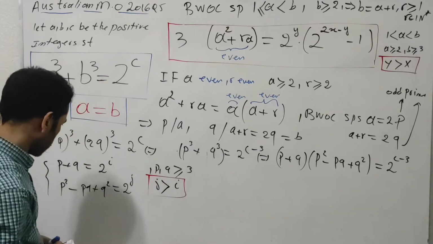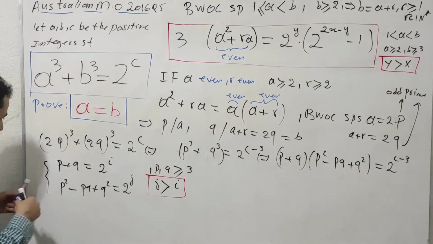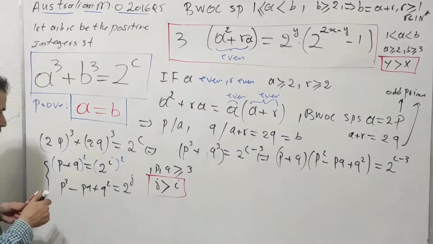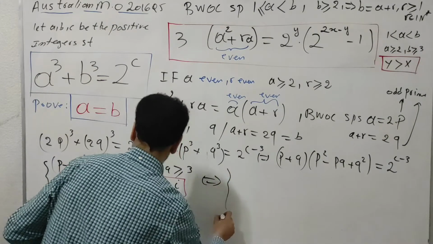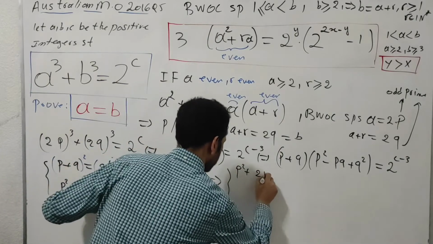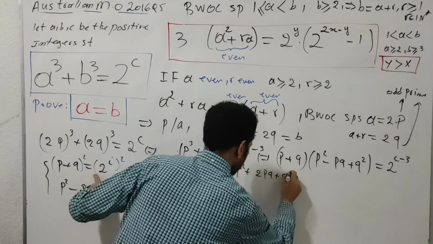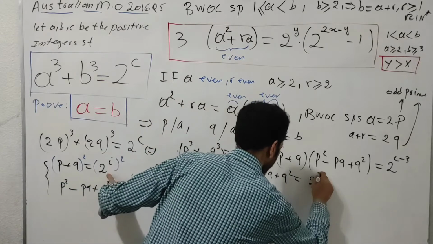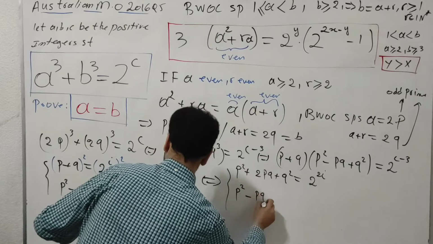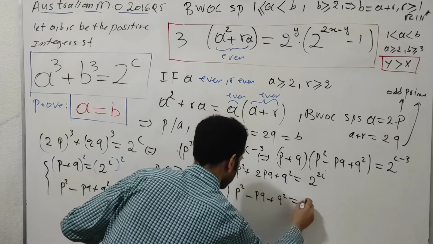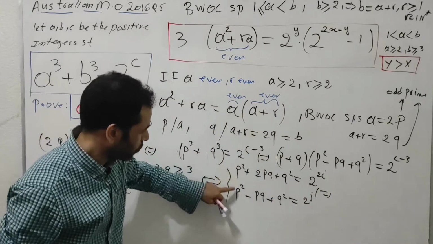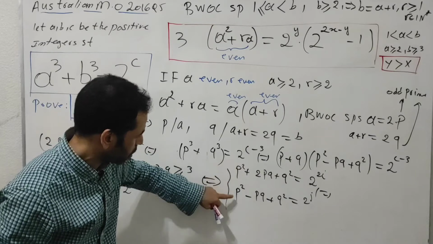Now the next thing I'm going to do is raise 2 as a power on both sides of the first equation. By distributing this out, I will have p squared plus 2pq plus q squared equals 2 to the 2i. For the second equation, I have p squared minus pq plus q squared giving us 2 to the j. Now I'm going to take the difference of these two equations, this one minus this one.